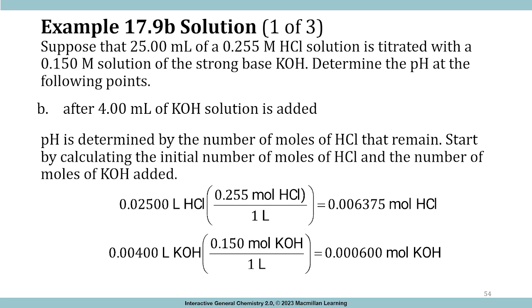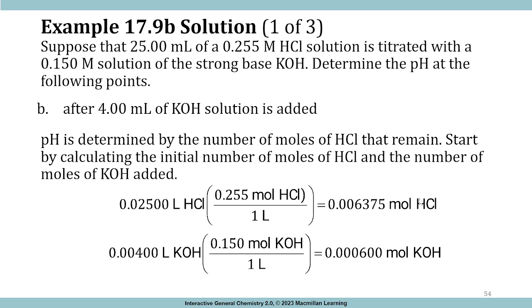Okay? So after we add 4 milliliters, what we're going to do is we're going to take this 25 milliliters right here, in liters, right? We multiply that by molarity, which is moles over liters. That gives us moles of HCl. We do the same thing with KOH. So we had 0.004 liters. That's 4 divided by 1,000. And then that's times the concentration, 0.150. And that gives us our moles of KOH.